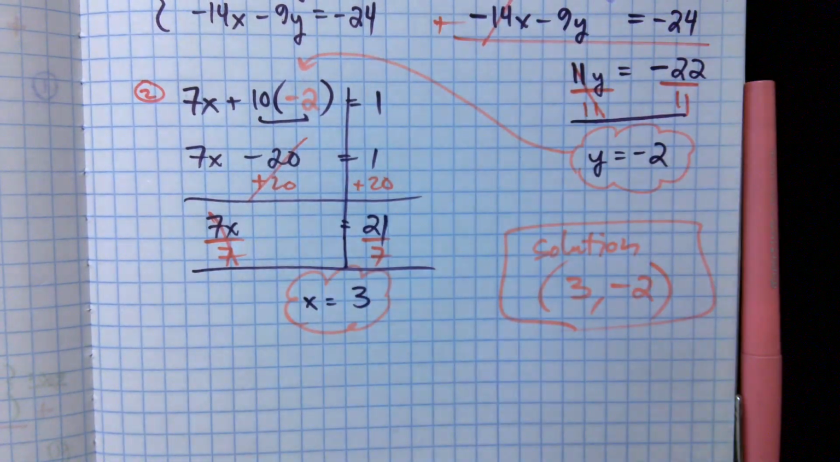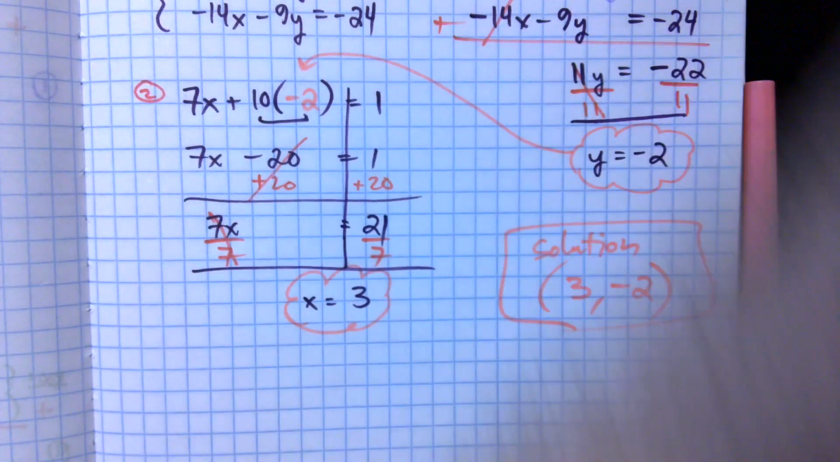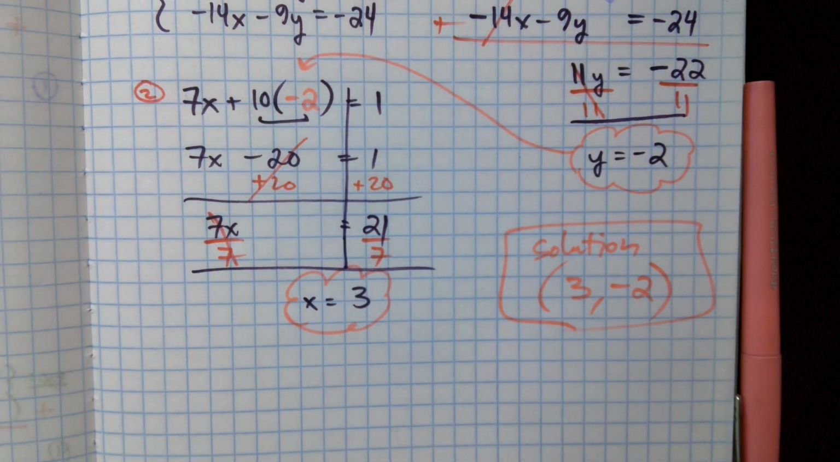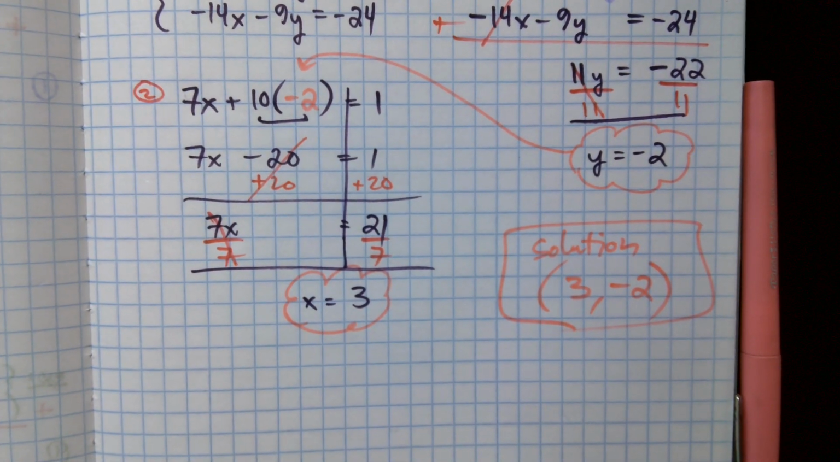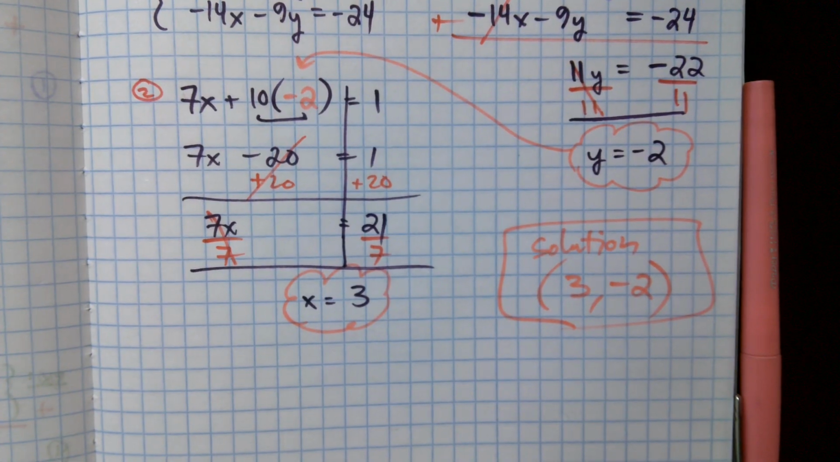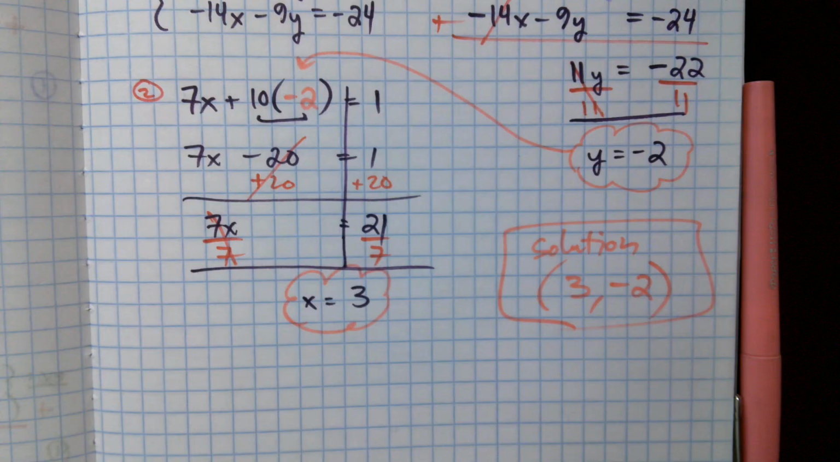Negative 14x minus 9y is negative 24. Well, what do you know? Let's zoom in on where those two lines... Why can't I zoom in? Wait, why? I can see it right. Okay, where do those two lines intersect? 3, comma, negative 2. Right there.